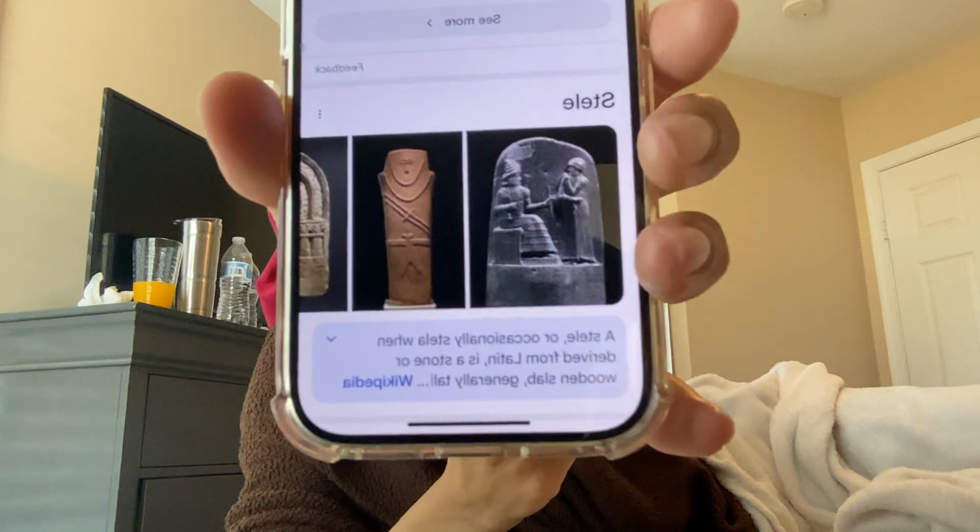Stele. What the heck? What are these words? Stele. Botany. Oh, archaeology. Another form of stela. Oh, that's what that looked like. Okay. What the heck? The stele of Merneptah.